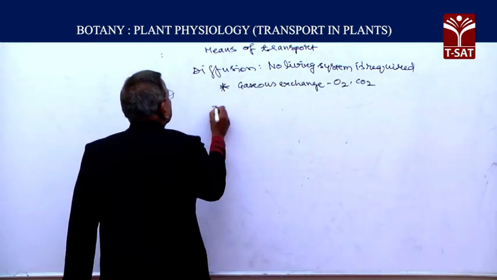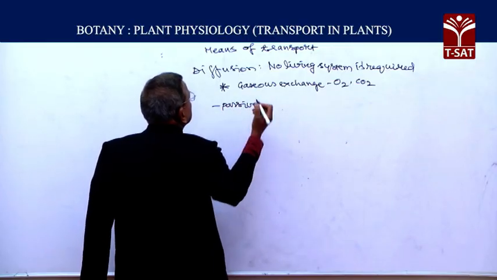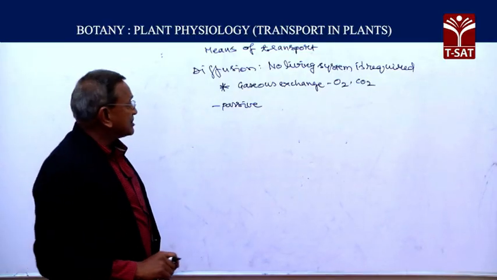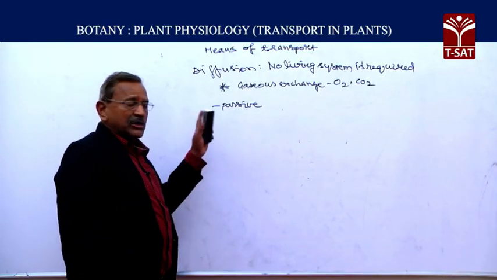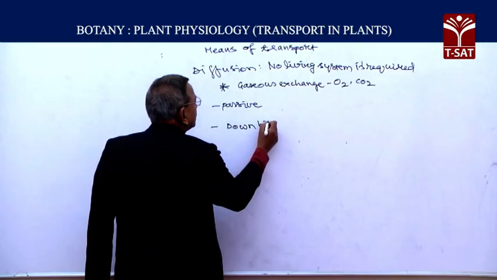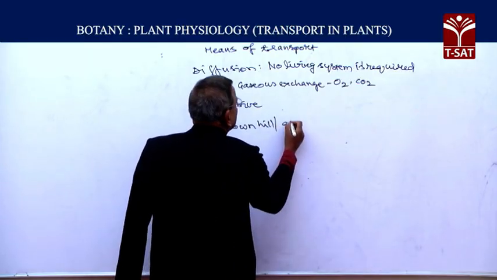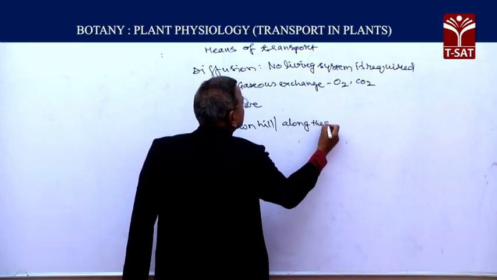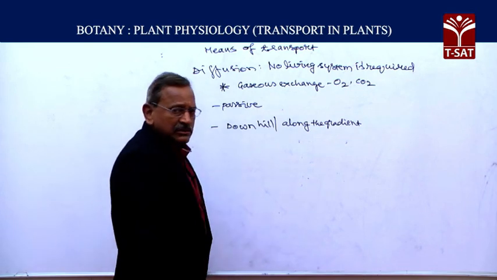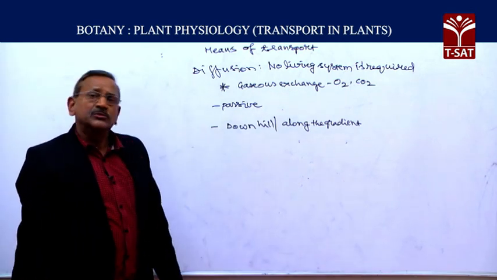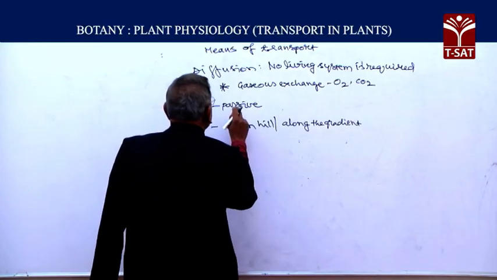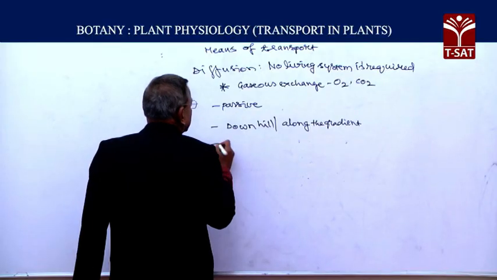And diffusion is a passive process. It does not require metabolic energy, ATP. And this is downhill, or along the gradient, from higher concentration to lower concentration.